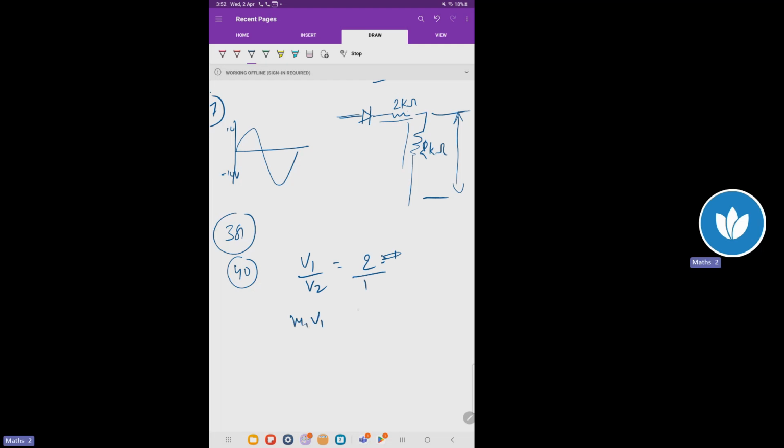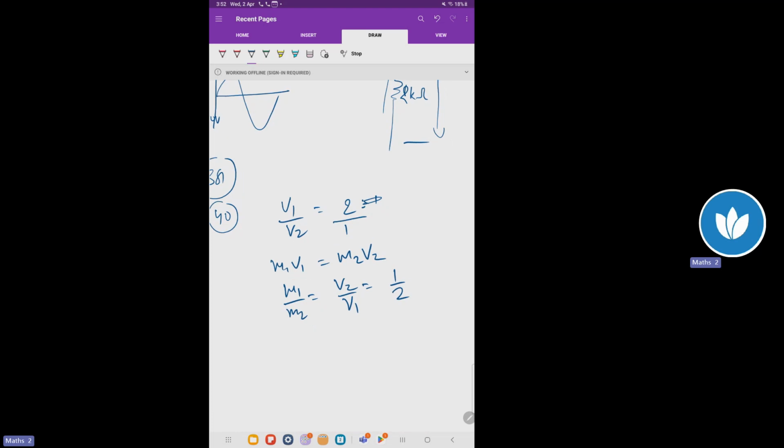From momentum conservation, M1 v1 is M2 v2. So M1 by M2 is v2 by v1, which is 1 by 2. And M is directly proportional to R cube, as density is the same in the volume. So R1 cube by R2 cube, R1 by R2 is 1 by 2. Option B.